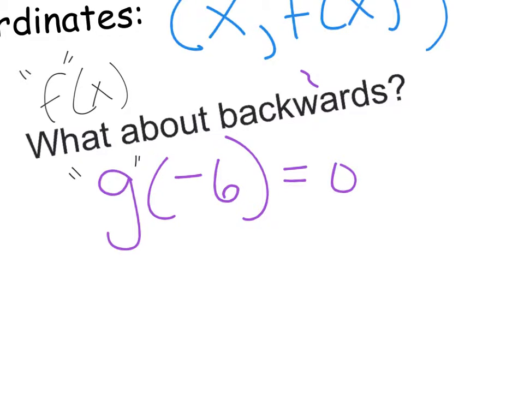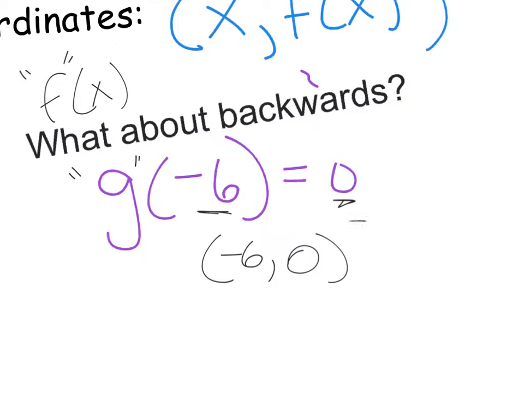This is in function notation, so let's write this coordinate in xy form. So this is the x, and this is the y. So again, g of x is equal to y. This is your x value, and this is the y value that came out when we put that x value into the function. This y value popped out.